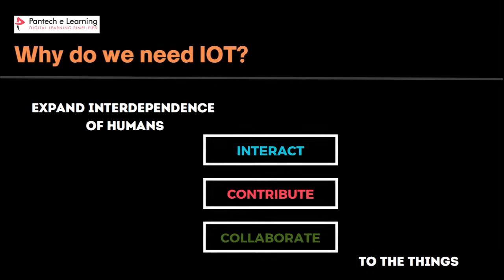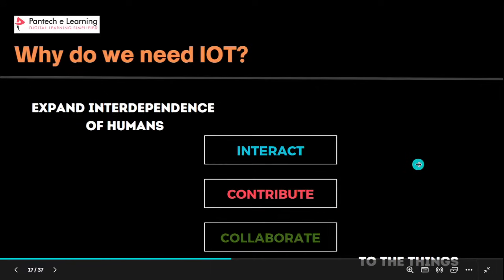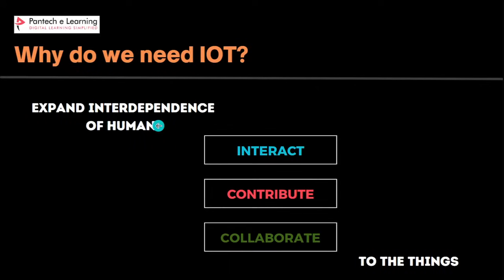So now, why do we need IoT? Here, IoT is basically expanding the interdependence of humans to interact, to contribute and to collaborate with the things around us. So what do I mean by interdependence of humans? How do we depend on each other?